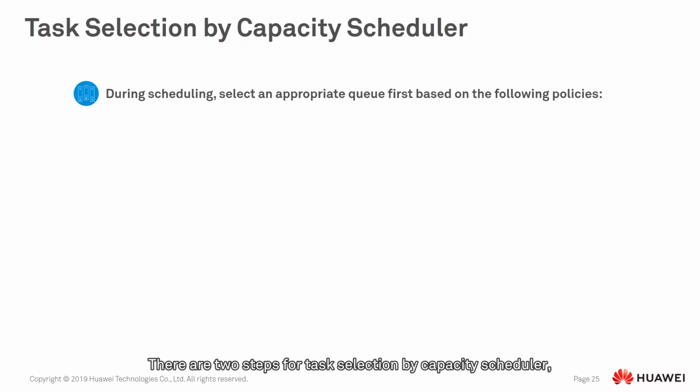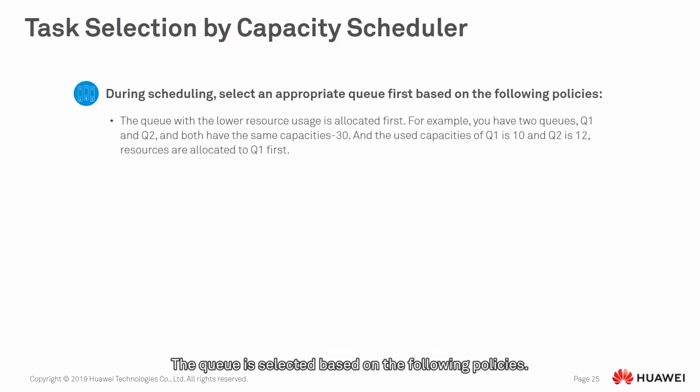There are two steps for task selection by capacity scheduler. The capacity scheduler selects an appropriate queue first and then selects a task from the queue. The queue is selected based on the following policies. The queue with the lower resource usage is allocated first. For example, you have two queues, Q1 and Q2, and both have the same capacity, let's say 30, and the used capacity of Q1 is 10 and Q2 is 12. Then, resources are allocated to Q1 first.